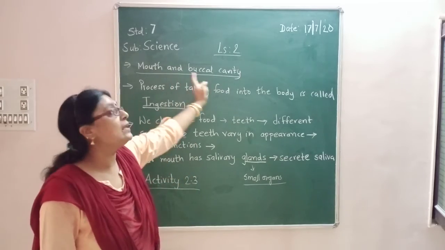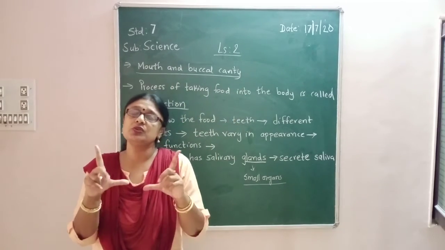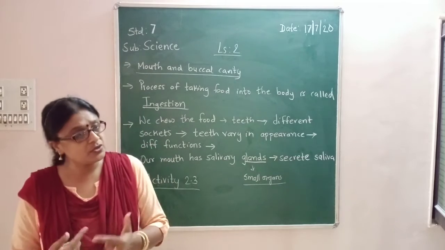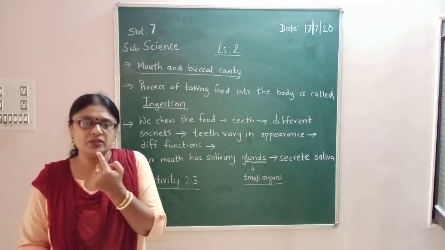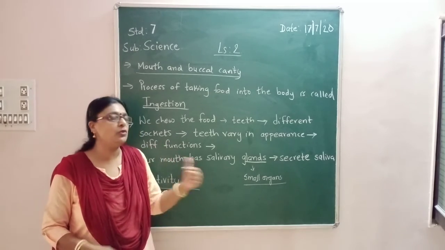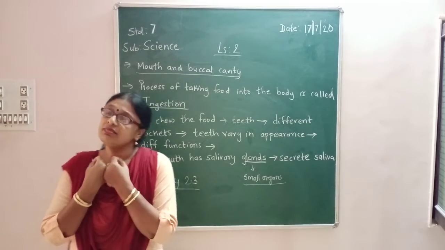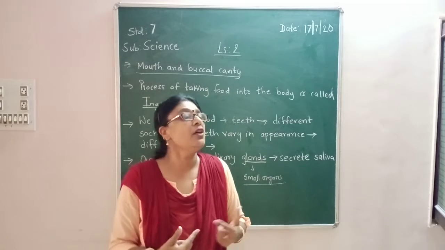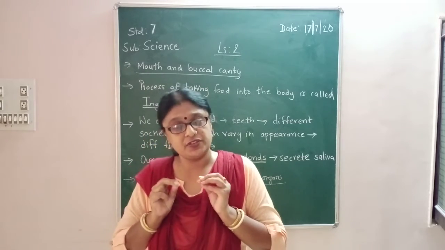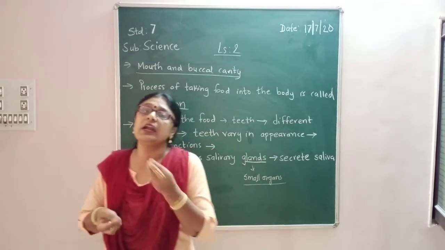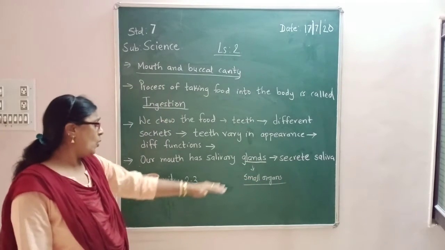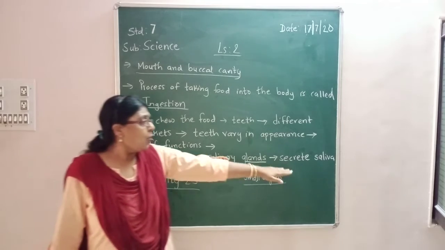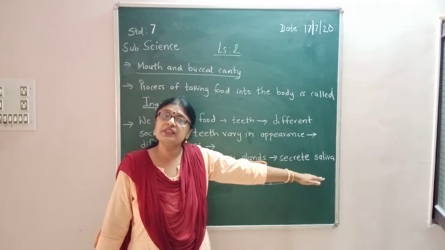So what happens in the mouth? You take the food and start chewing it with the help of your teeth, and the salivary glands present inside your mouth secrete saliva, and that saliva mixes with the food and makes it soft. And this soft food will be very easy for us to swallow. Okay. So one thing you can do: what is saliva? What is the function of this saliva?